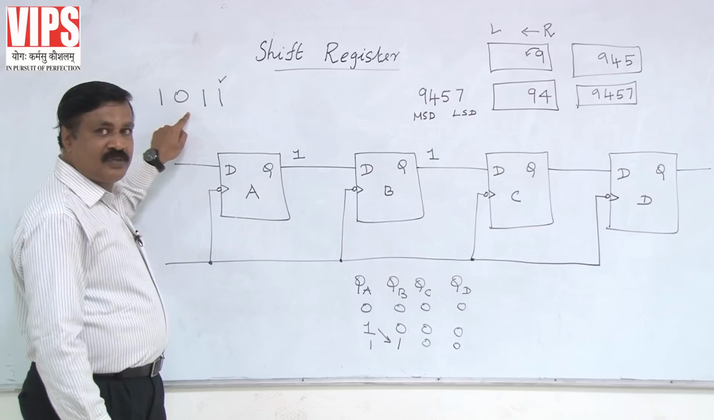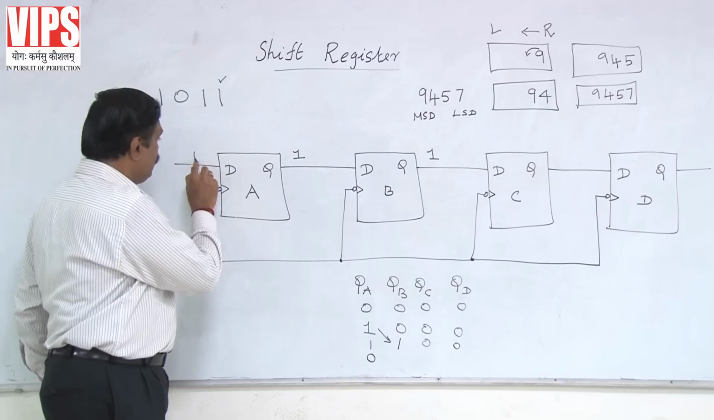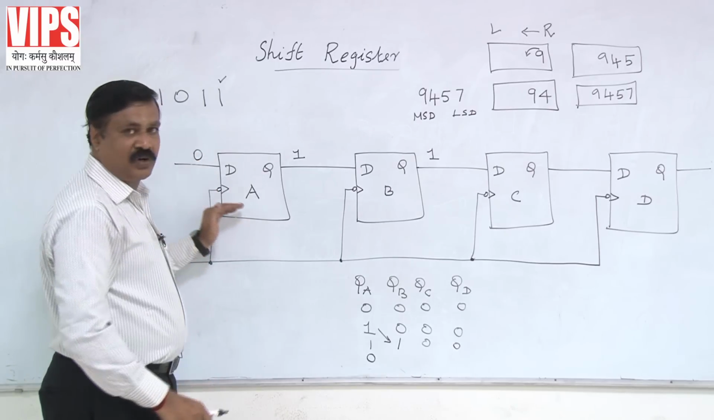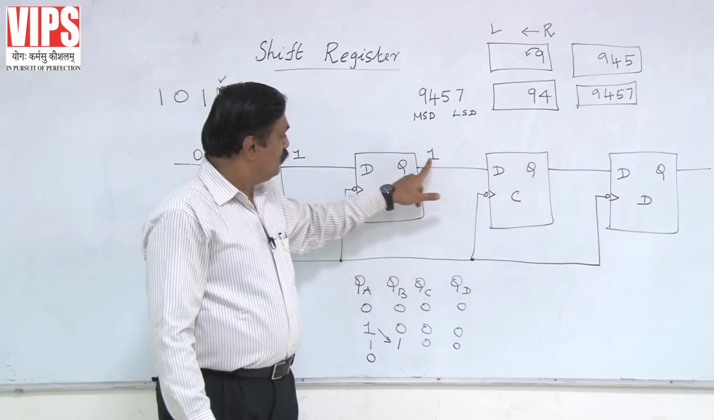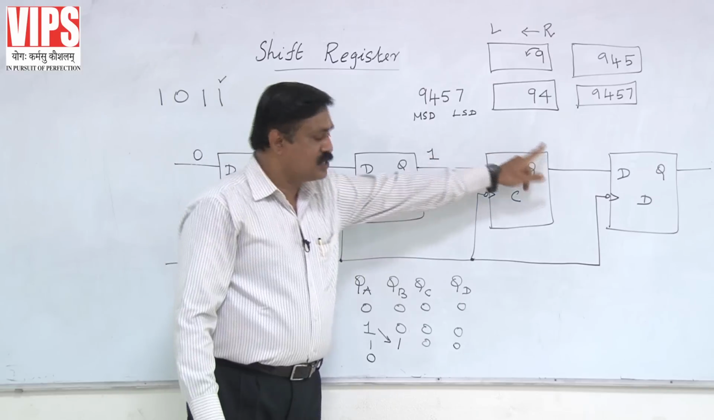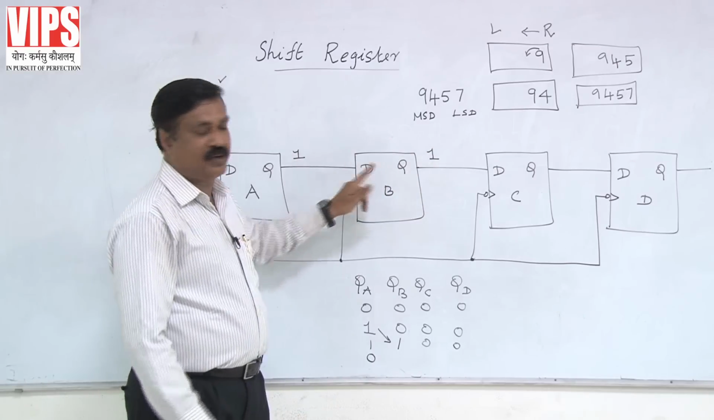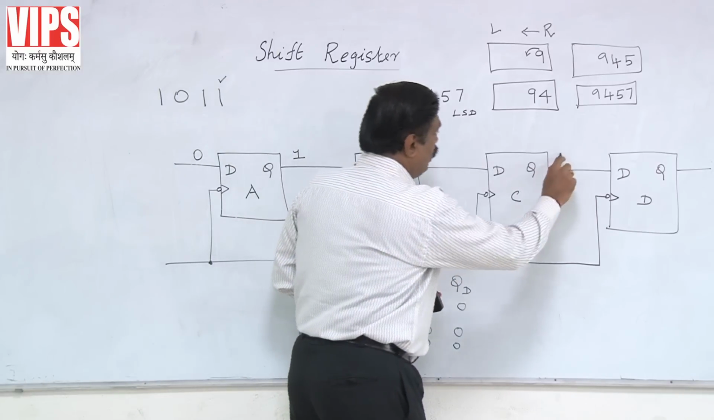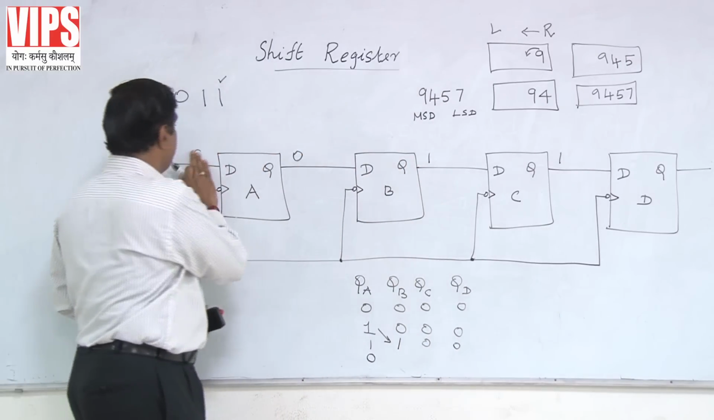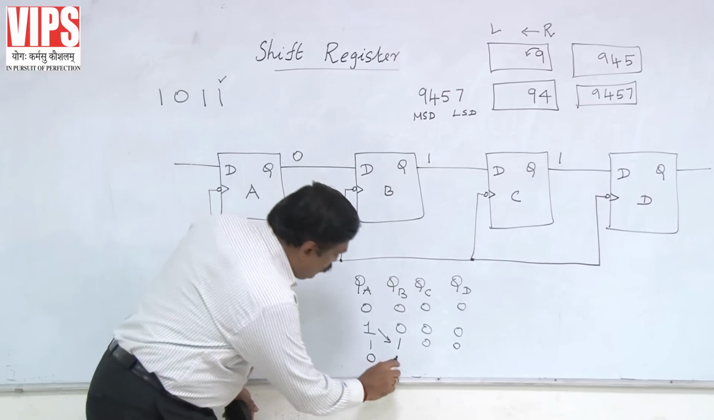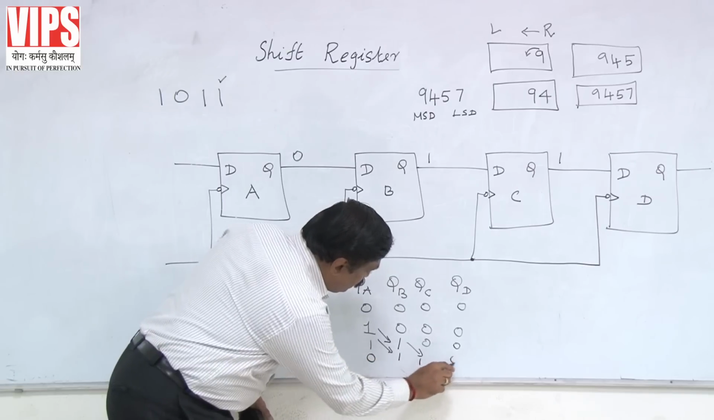Our third number is 0. Therefore, you are entering 0 here and you are giving a clock pulse. Now what will happen? For this clock pulse, this is the input. This one is shifted here, this one is shifted here, and 0 is shifted here. Therefore, you are getting 0, 1, 1 for the third clock pulse.